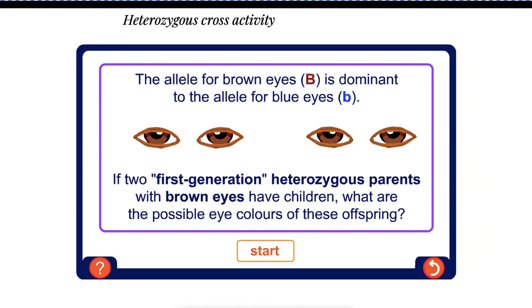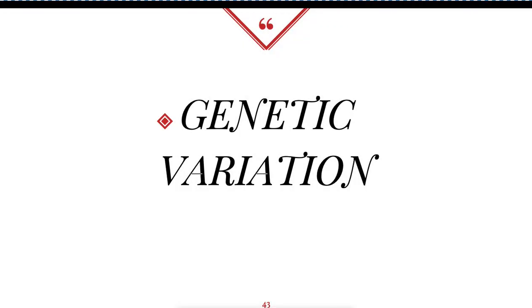So if the first generation is heterozygous parents with brown eyes having children, what are the possible eye colors of these offspring? Imagine that the children have brown eyes, but they're heterozygous. And what are going to be the offspring of these children? Now you're going to find out.